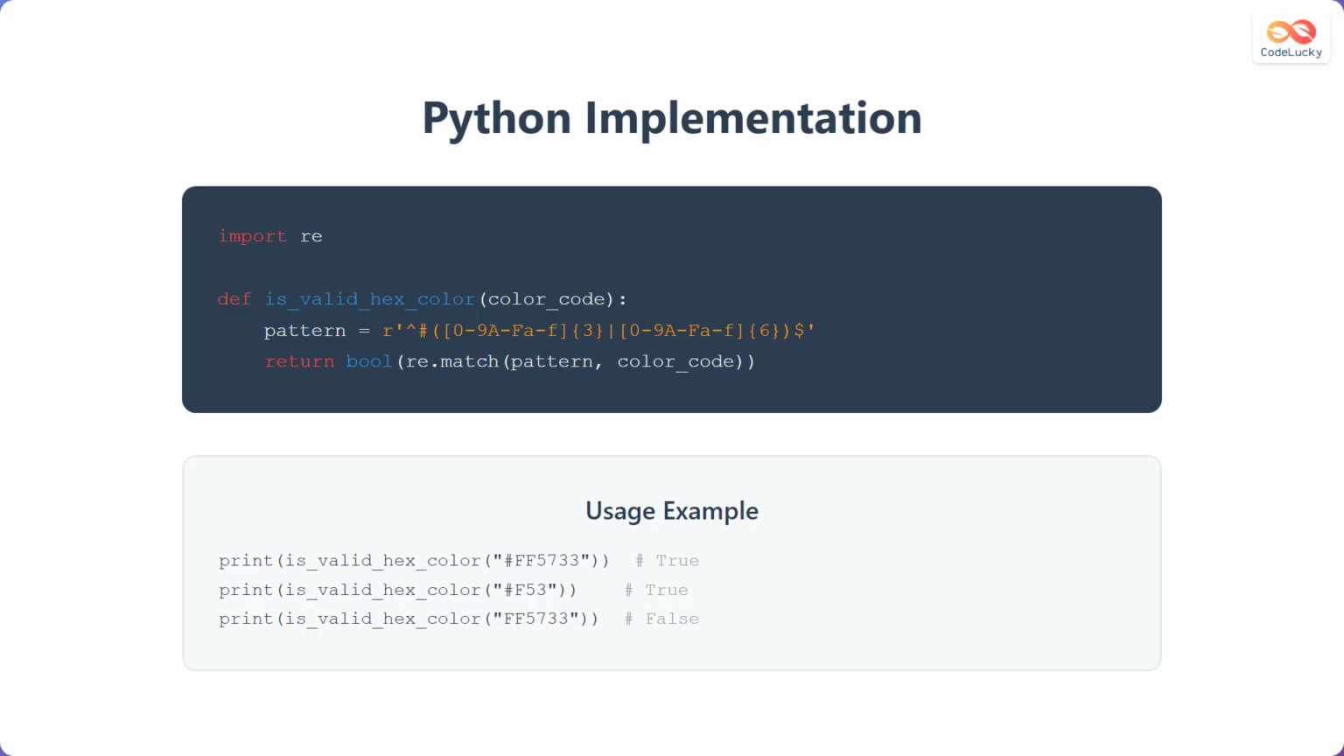Here are a few usage examples. is_valid_hex_color("#FF5733") returns true. is_valid_hex_color("#F53") returns true. is_valid_hex_color("FF5733") returns false.